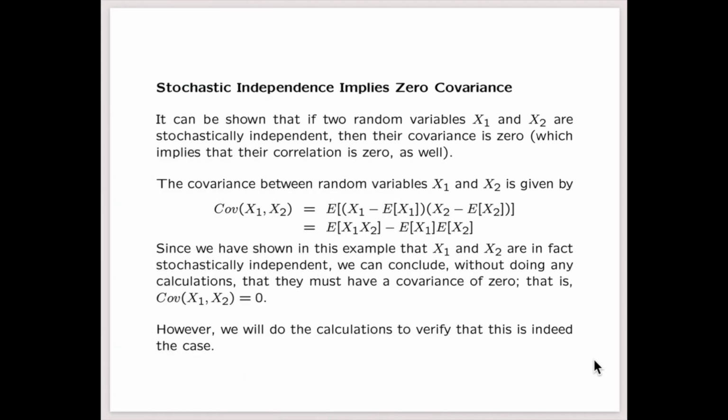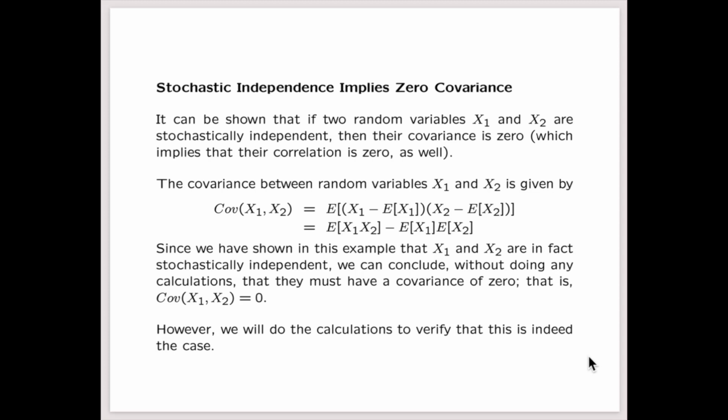Now, stochastic independence implies zero covariance. It can be shown that if two random variables, X1 and X2, are stochastically independent, then their covariance is zero. That implies that their correlation is zero as well, because the correlation between two random variables is equal to the covariance of those two random variables divided by the square root of the product of the variances. So the correlation will be zero if and only if the covariance is zero.